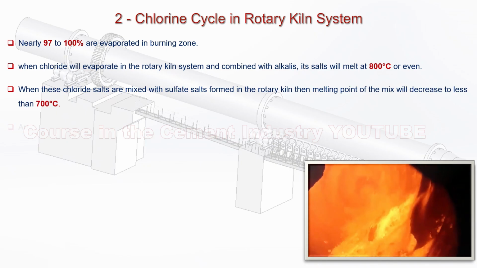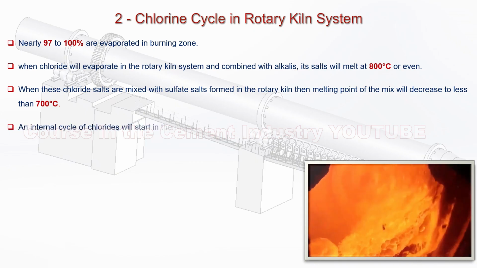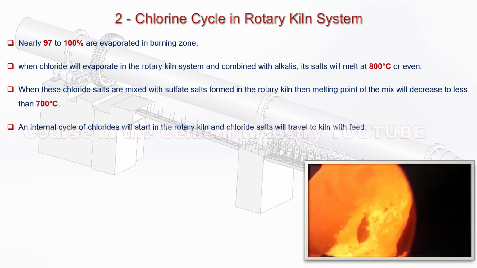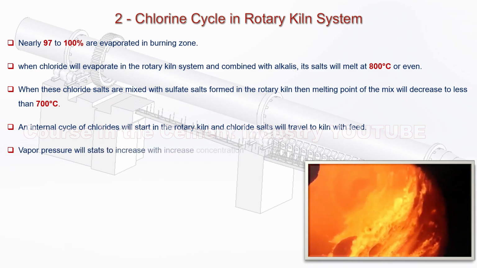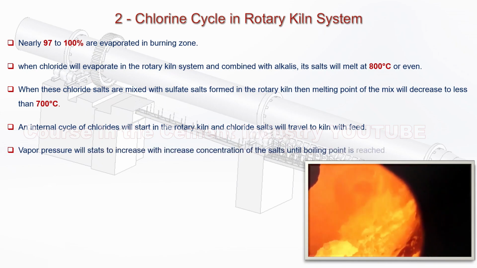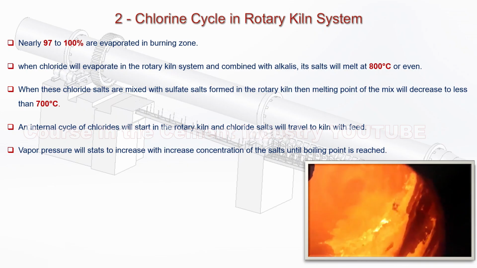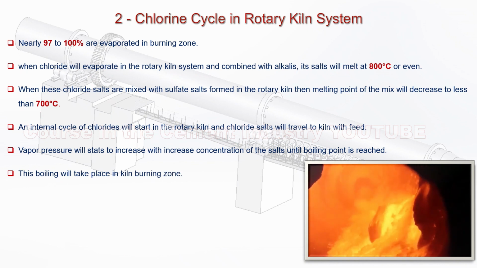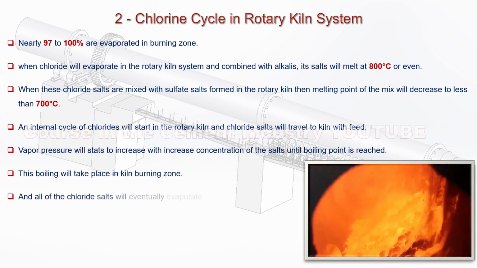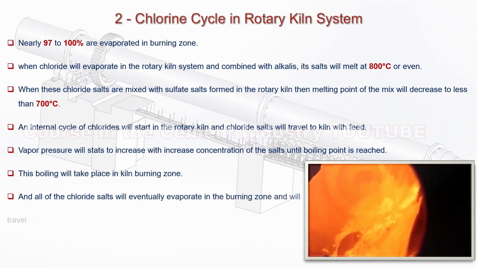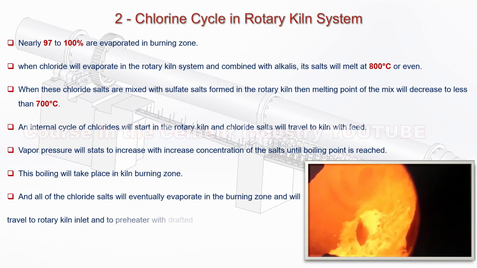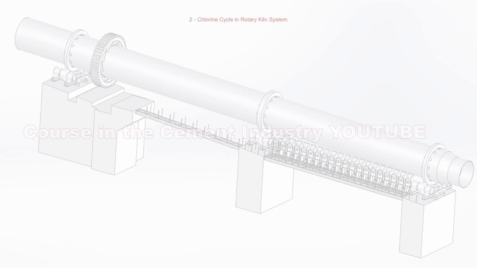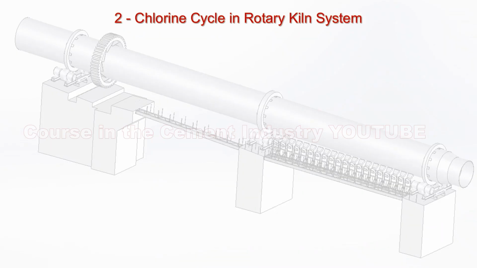4. An internal cycle of chlorides will start in the rotary kiln, and chloride salts will travel to the rotary kiln with feed. 5. Vapor pressure will start to increase with increased concentration of the salts, until boiling point is reached. 6. This boiling will take place in the rotary kiln burning zone. 7. And all of the chloride salts will eventually evaporate in the burning zone, and will travel to the rotary kiln inlet and to the preheater, with drafted gases of the rotary kiln. We follow together the chlorine cycle in rotary kiln system.